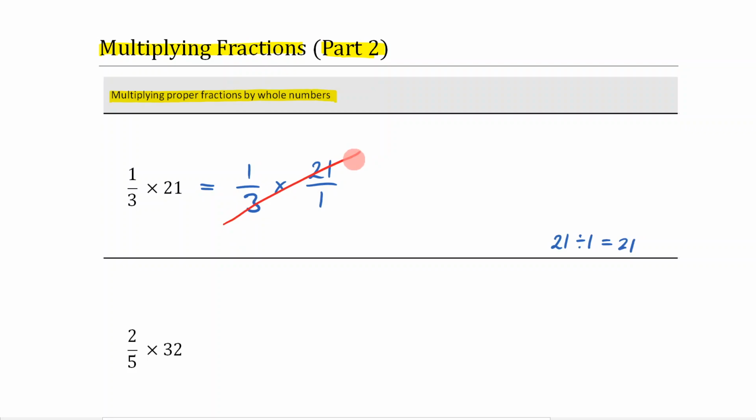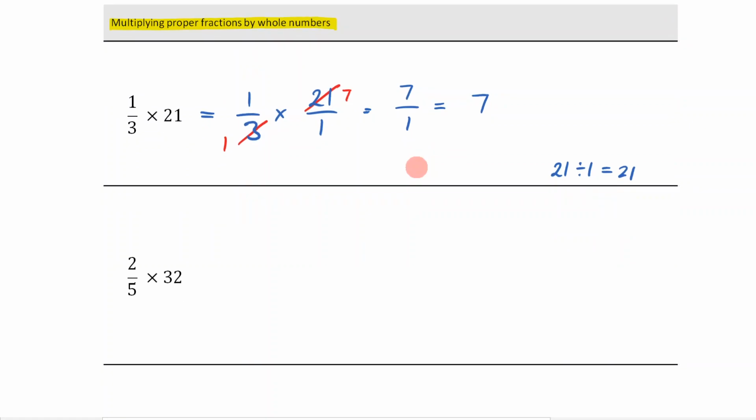So I can cancel diagonally here. So I can go 3 divided by 3 is 1, 21 divided by 3 is 7. And now I'm just going to multiply across. So it's going to be 1 times 7 is 7. 1 times 1 is 1. And remember, you don't want to leave it like this. You want to write your final answer as 7 because 1 goes into 7 times. Perfect. Let's move on to our next one here.